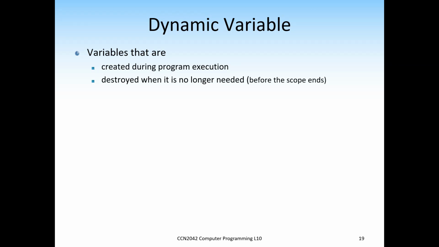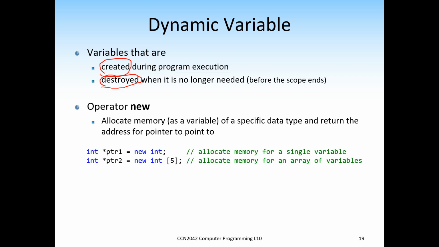So variables that are created during the program execution and destroyed when they are no longer needed. In other words, we would like to create some variable in the middle of the program, and also we would like to destroy those variables when they are not being used. In order to do so, we make use of the operator called new.